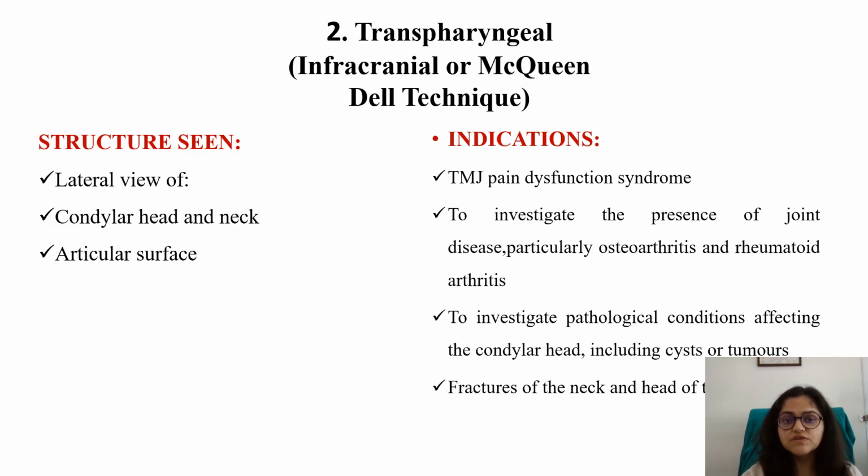Next is the transpharyngeal view, which is also known as the infracranial or McQueen-Dell technique. The structure shown in this McQueen-Dell technique is the lateral view of the condylar head and neck and the articular surfaces. Indication: TMJ pain and dysfunction syndrome, to investigate the presence of joint disease, particularly osteoarthritis and rheumatoid arthritis, to investigate any pathological condition affecting the condylar head, including cyst or tumor, or any fracture involving the neck and the head of the condyle.